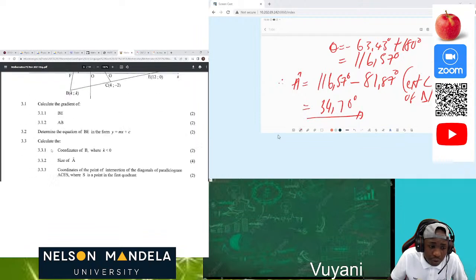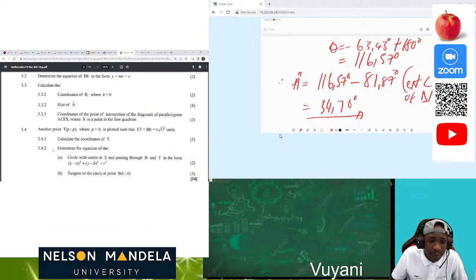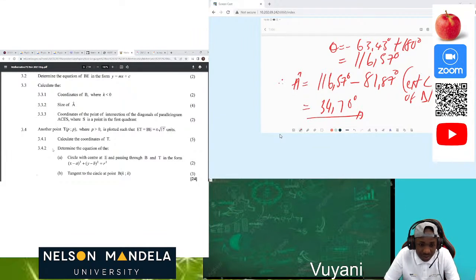Now let's go to 3.3.3. We are almost done today. I wanted us to have a short session of approximately 30 minutes maximum, so that we can just enjoy that short time which we have.